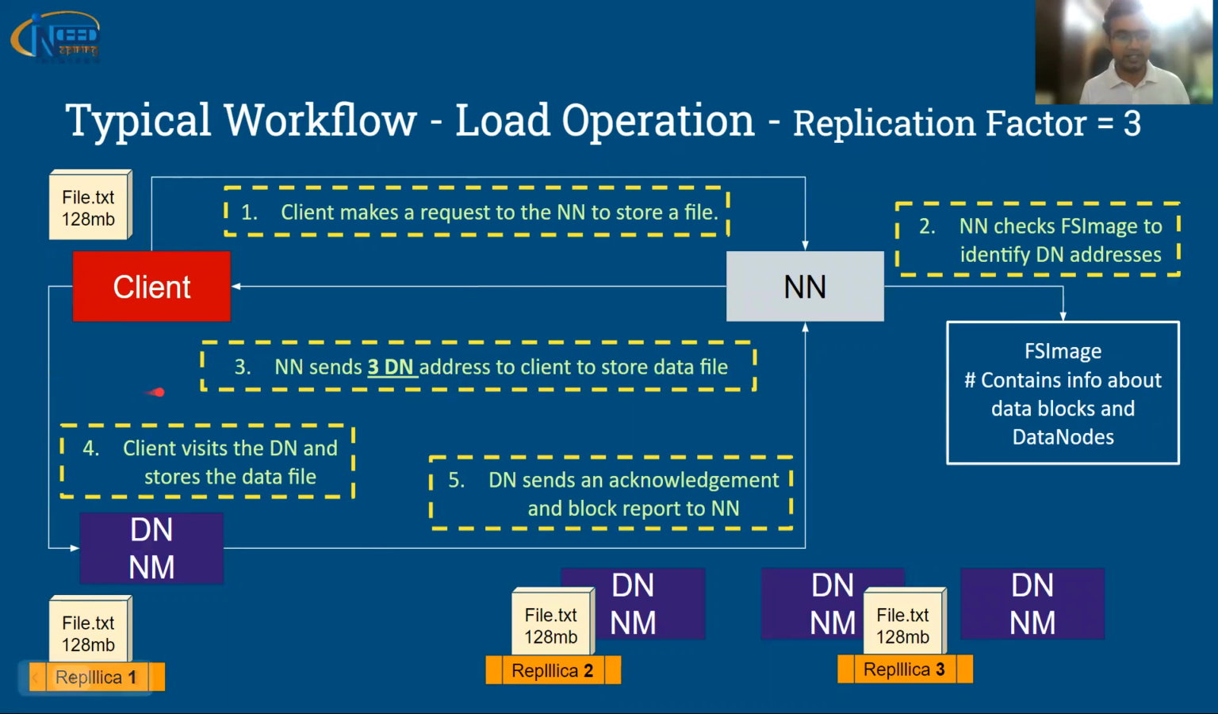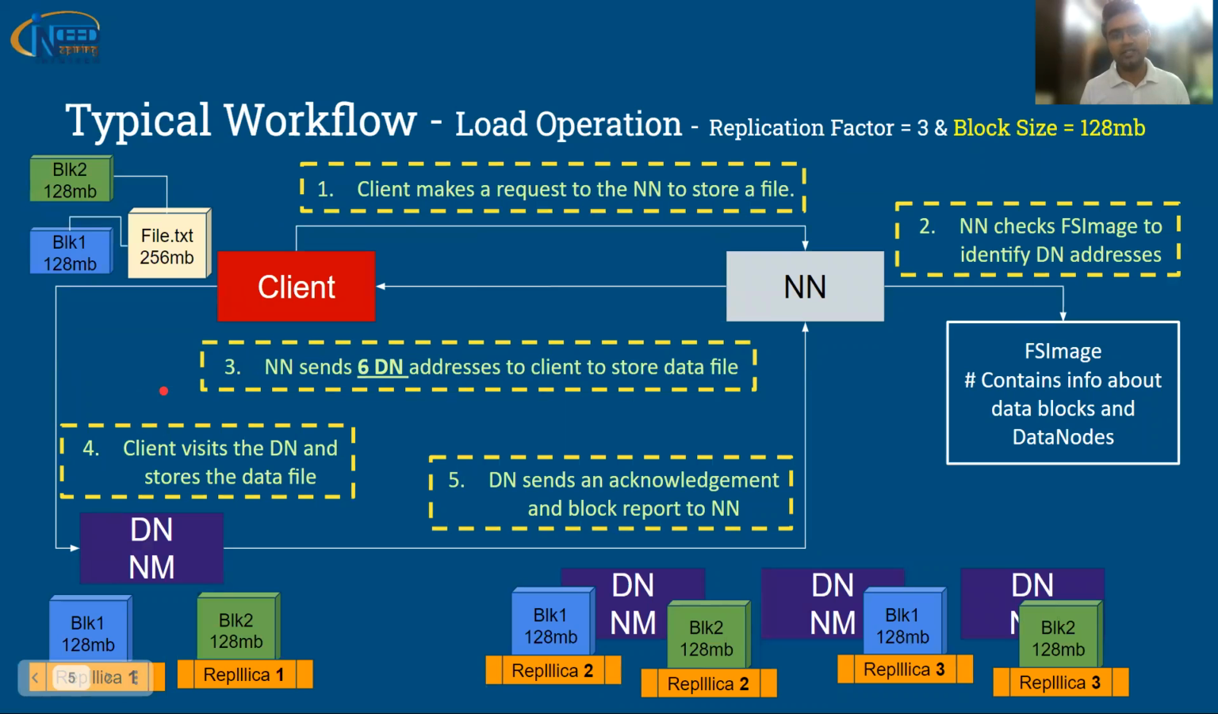Now let us go ahead and understand the block size. So if we have replication factor of 3 and block size of 128 MB and assume that the file size is 256 MB, in this case, the file will be divided into 128 MB plus 128 MB, which is equal to 256 MB. So 2 blocks. Now, when client makes a request, the name node knows that there are 2 blocks. So name node will check the FS image as step 2.